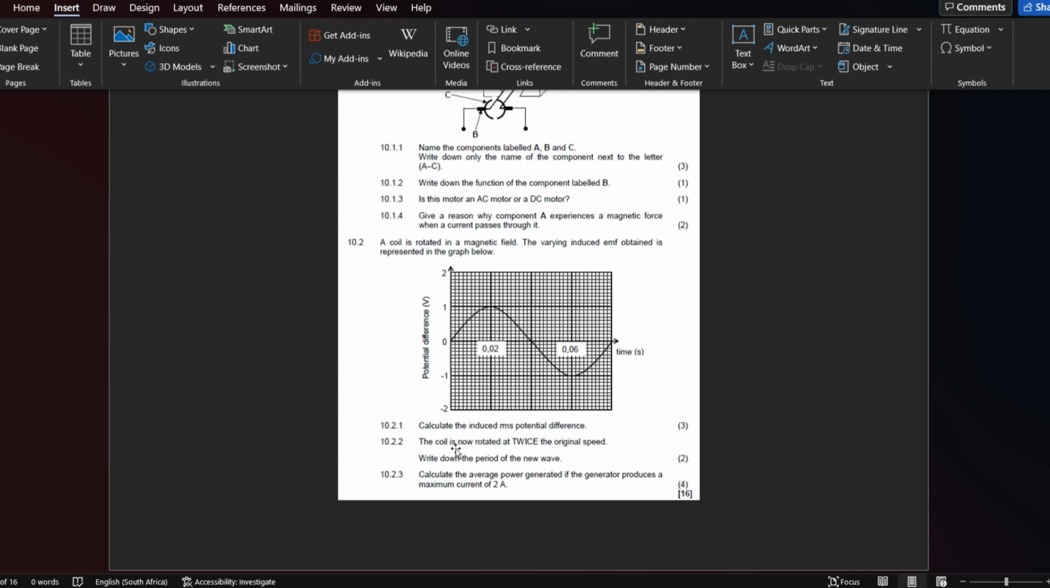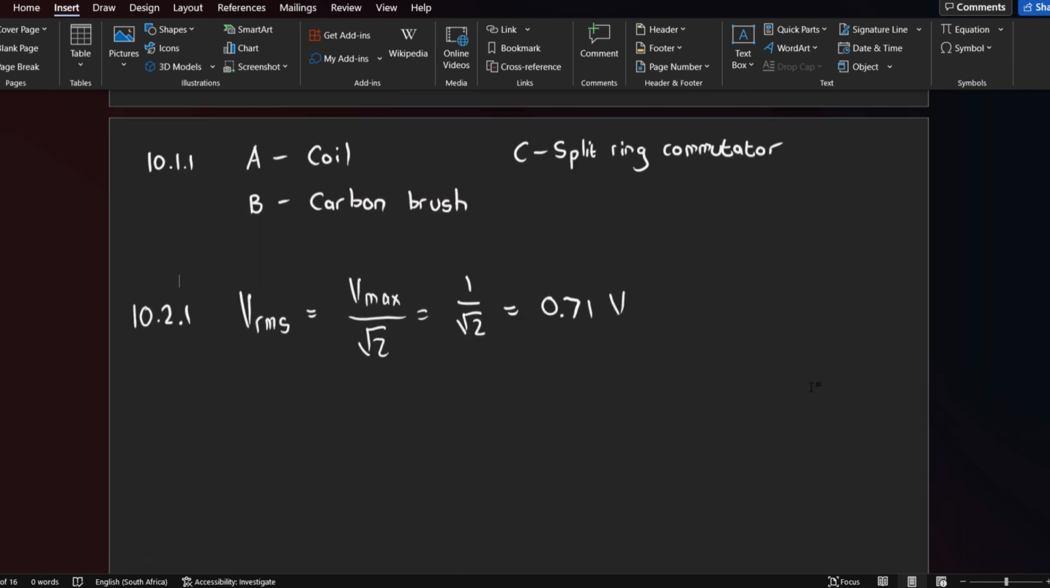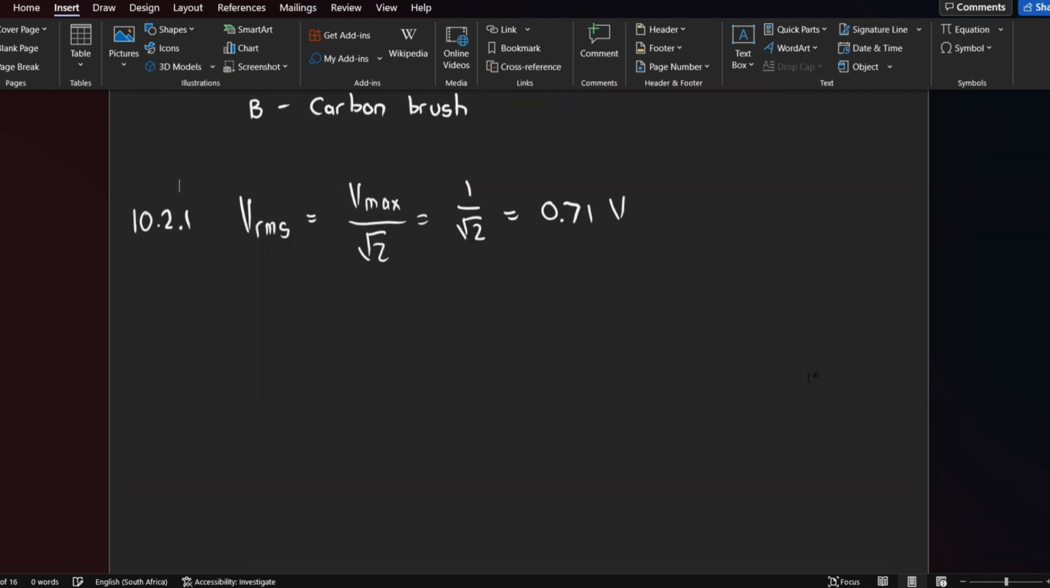Okay. 10.2.2, the coil is now rotated at twice the original speed. Write down the period of the new wave. So if it's rotated at twice the original speed, that means the frequency doubles and the period halves. So meaning the original period here we can see was 0.8 seconds, right? The time it takes to complete one wavelength, 0.8 seconds, but we're doubling the original speed. That means our new period will be half, meaning we will get a full cycle in half the time, which is 0.04 seconds.